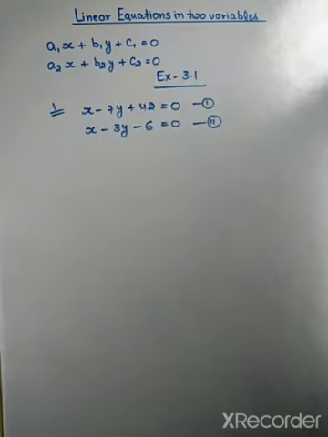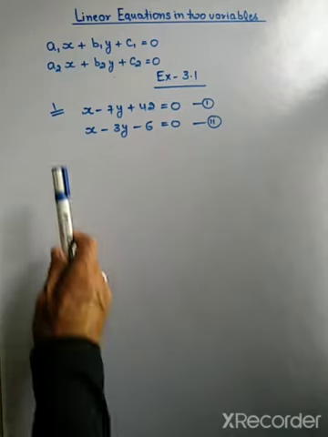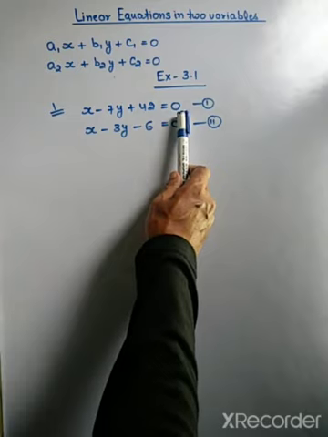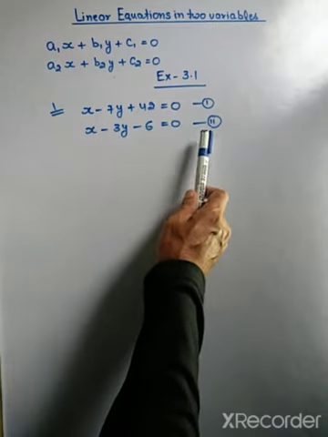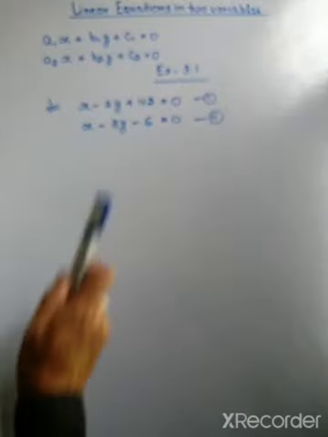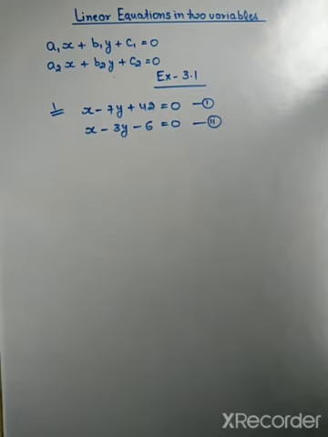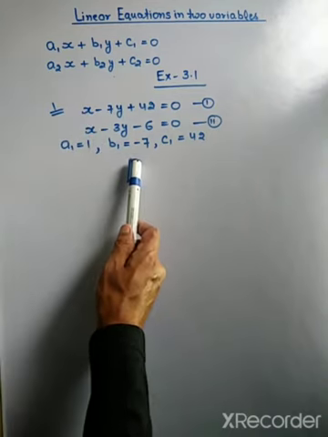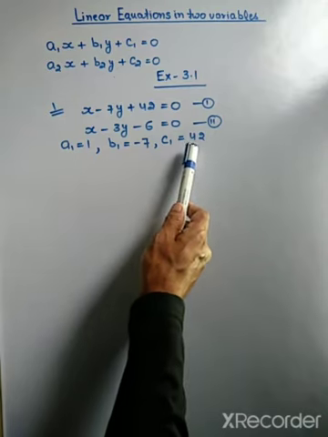Since we had done exercise 3.1, all three questions, and we had represented the given word problems in the form of a pair of linear equations in two variables. In the first question, we were getting the equations x minus 7y plus 42 equals 0 and x minus 3y minus 6 equals 0. Now if we compare the first equation with a1x plus b1y plus c1 equals 0, we get a1 equals 1, the coefficient of x, b1 equals minus 7, the coefficient of y, and c1 equals 42, the constant term.